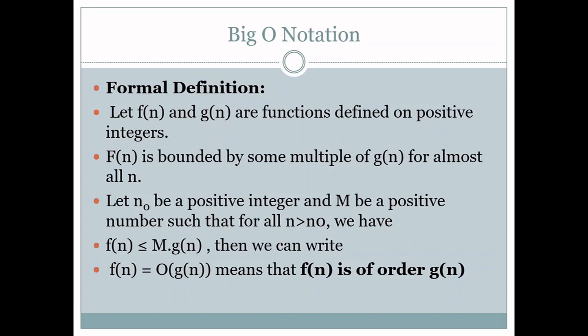Then we can write f of n equals O of g of n, capital O. That is big O of g of n, and it is read as f of n is of order g of n. For this, the condition used is f of n is less than or equal to M dot g of n, where f of n and g of n are two functions defined on positive integers, and M is a positive integer. And n0 is the positive integer which is less than n.